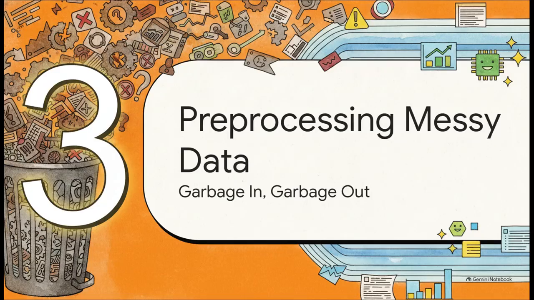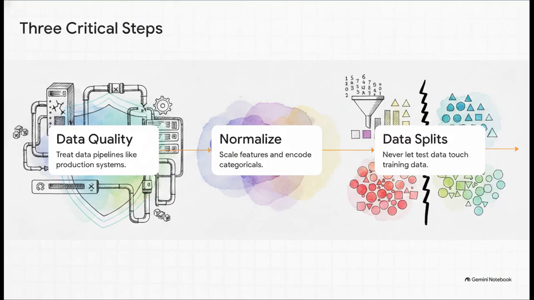All right, on to Section 3, pre-processing messy data. Here's where we hit the absolute golden rule of IT, and let me tell you, it applies tenfold to machine learning. Garbage in, garbage out. We can break this down into 3 critical steps. First, treat data quality as infrastructure. I'm serious. Missing values or jumbled formats will corrupt a model the exact same way a bad config file crashes a server. Second, normalization and encoding.